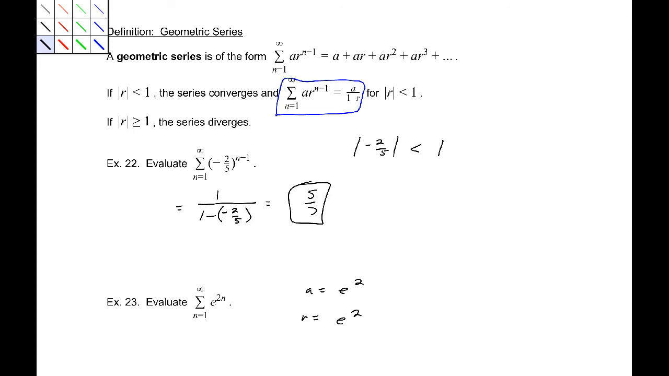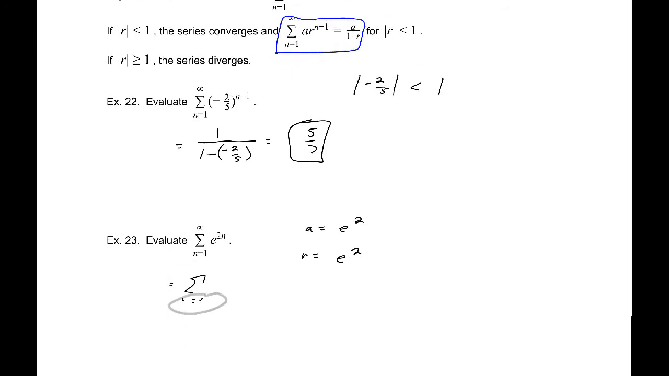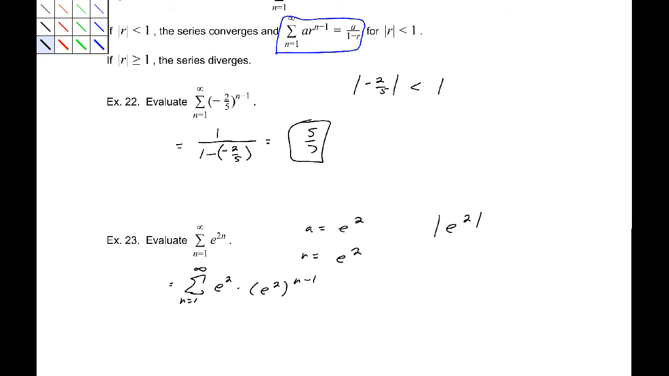Okay, we can write this as the sum from n equals 1 to infinity of e squared times e squared to the n minus 1. All right, well, the absolute value of e squared is greater than or equal to 1, which means that this diverges. Okay. Series diverges.